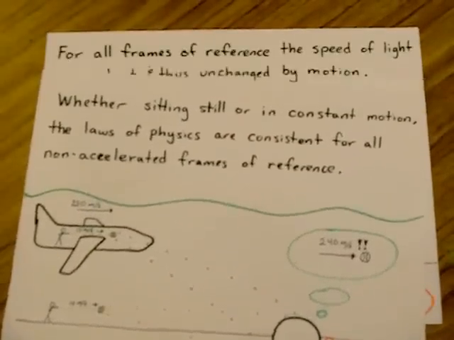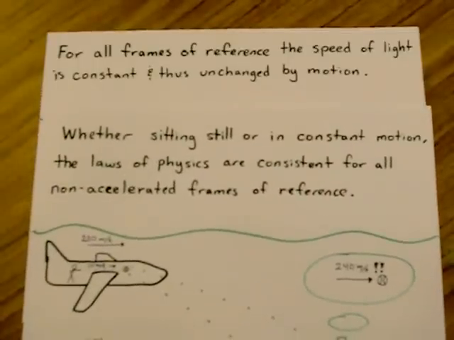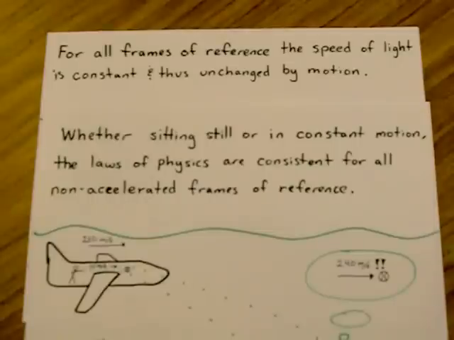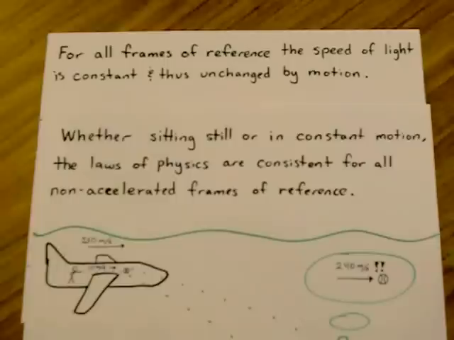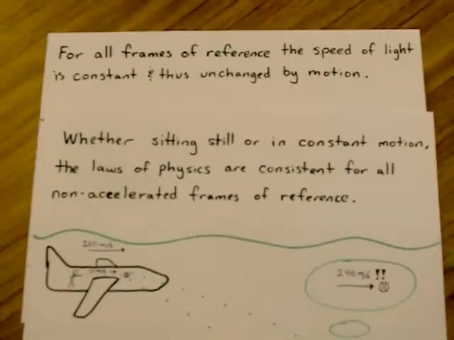And to all observers, and for all frames of reference, the speed of light is constant and thus unchanged by motion. That means that no matter if the plane is moving or not, every observer who looks at light will measure it at the same velocity, which is 3.0 times 10 to the 8th meters per second.